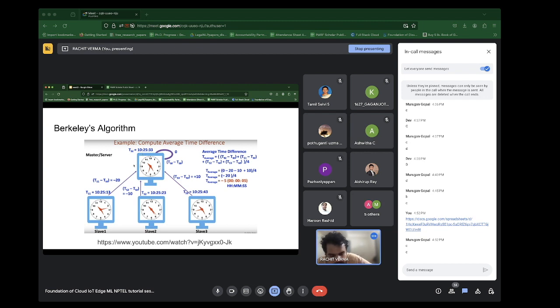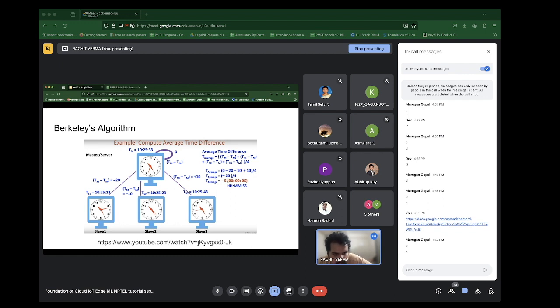Okay, and by the way, I've taken these from YouTube videos. You can refer to the YouTube videos in the links over here. So first of all, we calculate the difference between TS1 and TM, it's minus 20. Again TS2 and TM, again minus 10. 43 and 33, you get plus 10, and the server's difference with itself is 0. I have some problem with the example that sir has given in his slide, but I think this is the more accurate answer. Okay, so after you calculate all these differences, you add them up and average it, so you get minus 5 seconds.